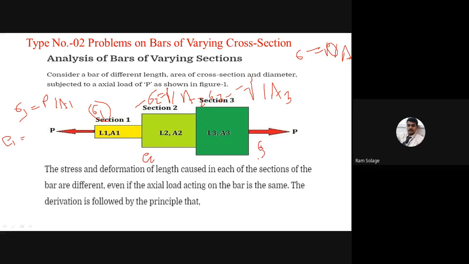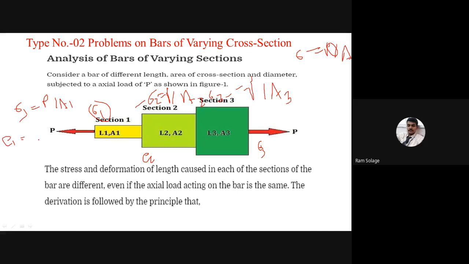Sometimes they are giving two sections, sometimes three sections, and sometimes four sections. Depending upon the section, we can take A1, A2, A3, A4. Sometimes we can take A1, A2. Depending upon the section, we can take 1, 2, 3 sections. We have to divide. How to calculate the strain in section number one?